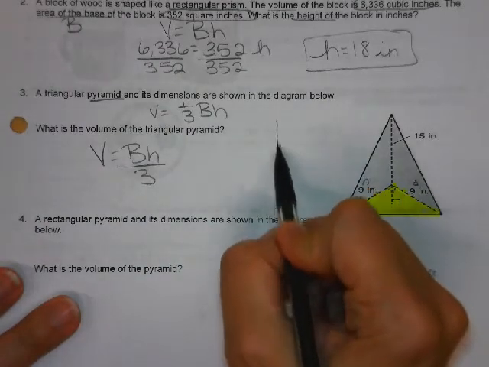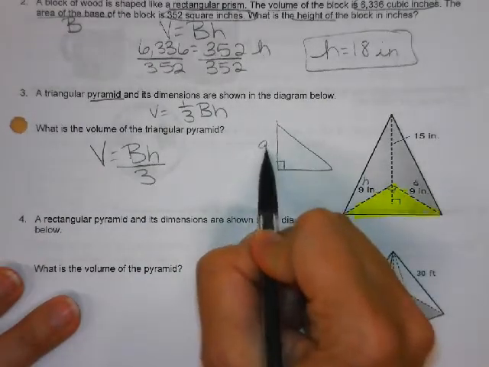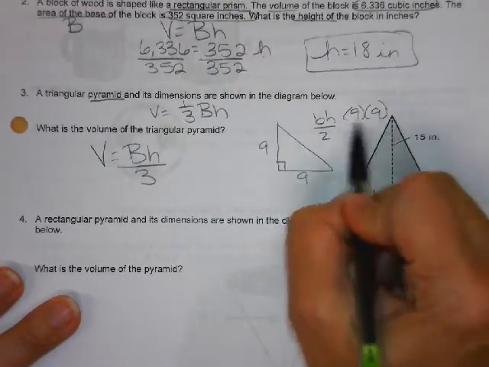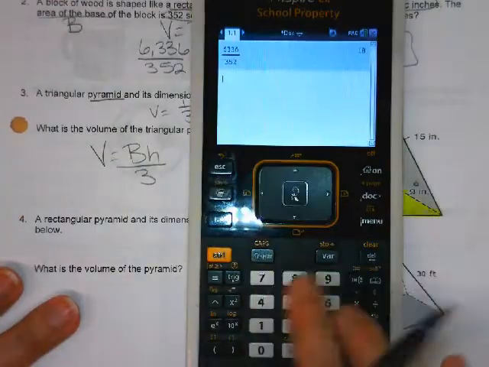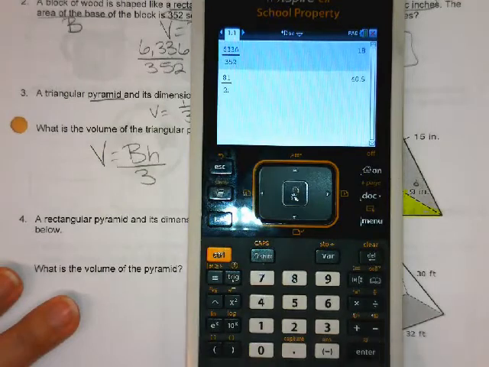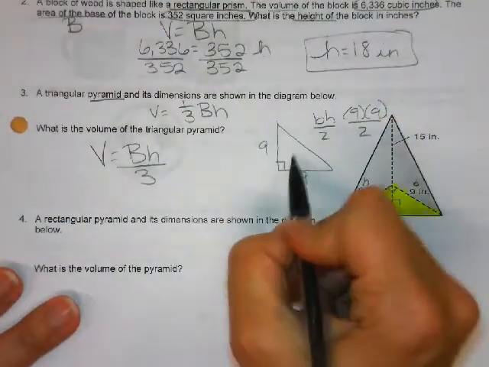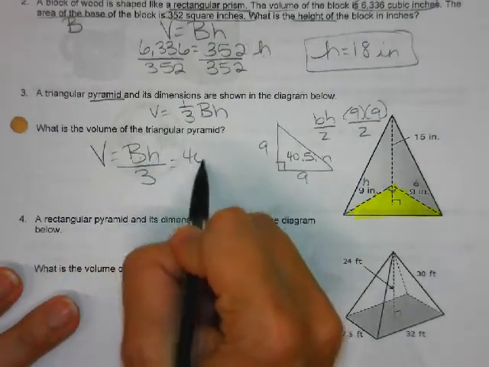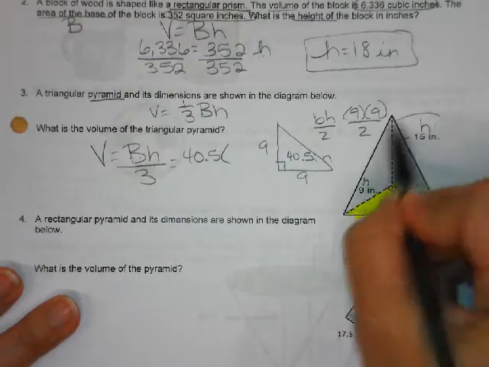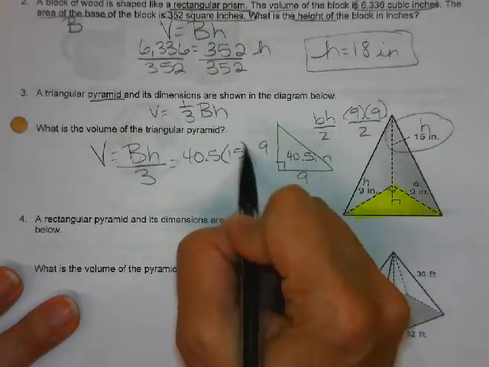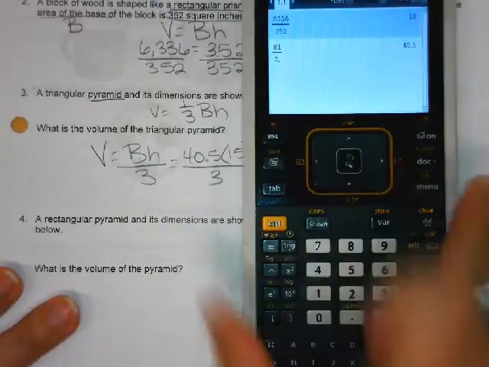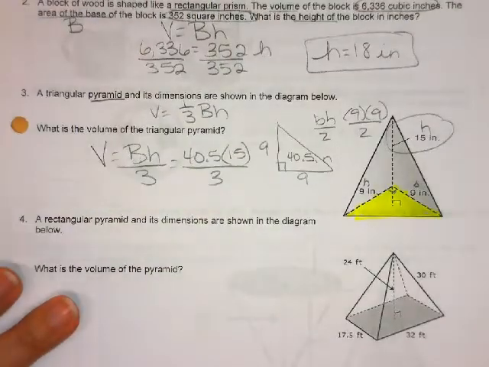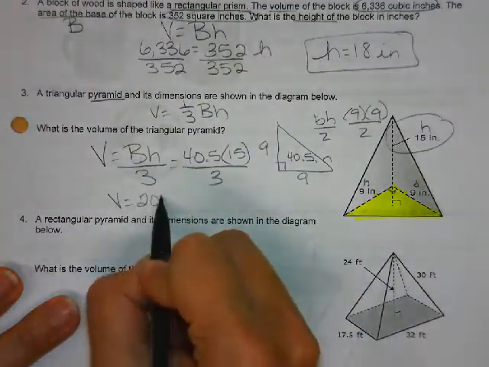So when I have my triangle, here's my right angle. I have 9 and 9. And I know this is base times height divided by 2. So 9 times 9 divided by 2. 9 times 9 is 81. 81 divided by 2. Put a decimal on that. So it gives you a decimal answer. So this is 40.5 inches. And I can put that here. So 40.5 times my height, the number that is not on my base shape, times 15, divided by 3 is 202.5. So the volume of this pyramid is 202.5.